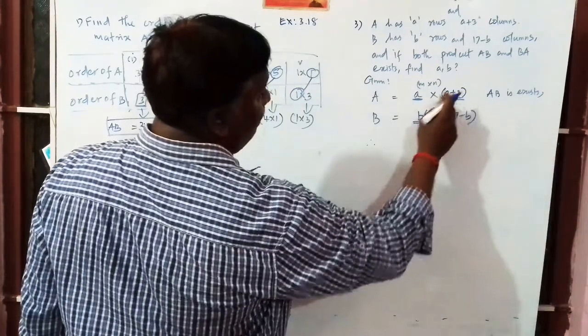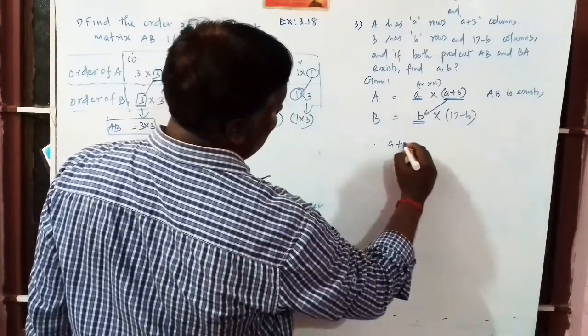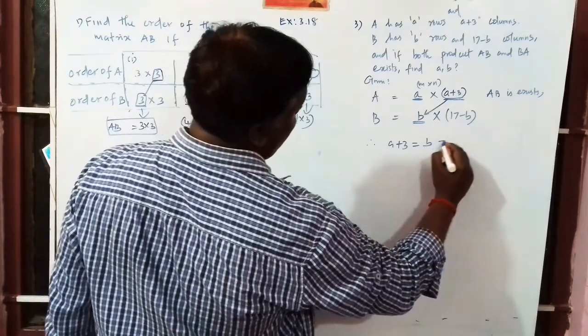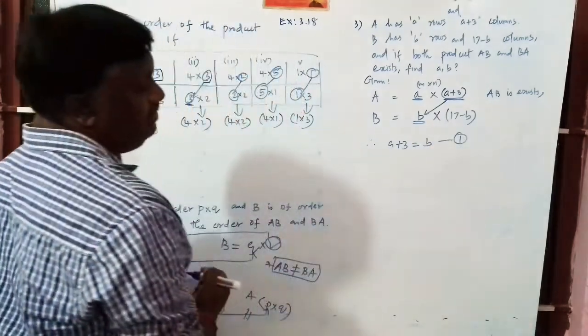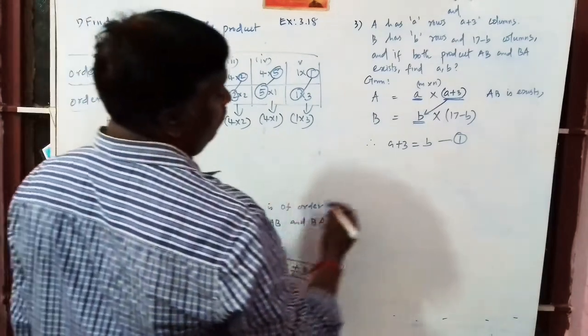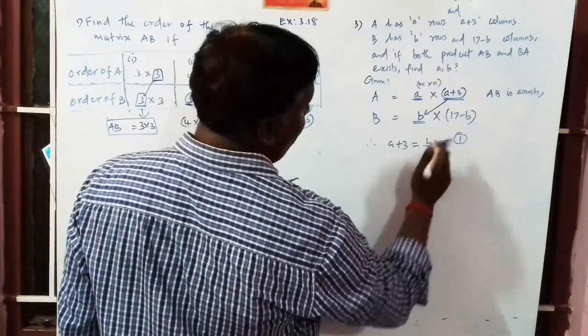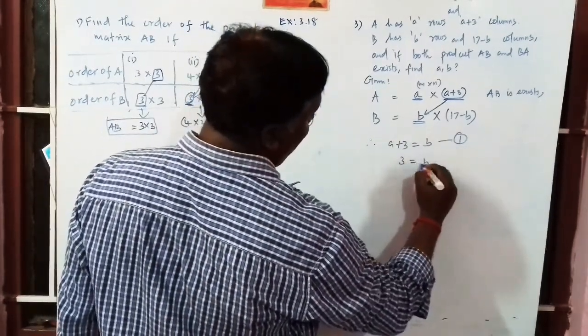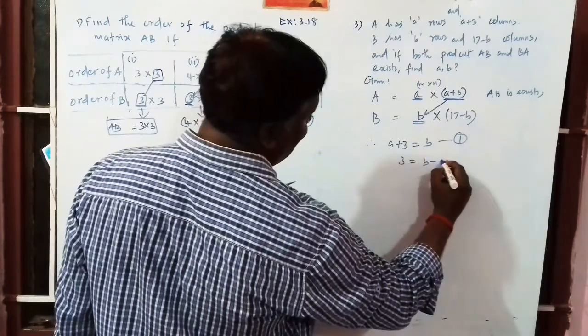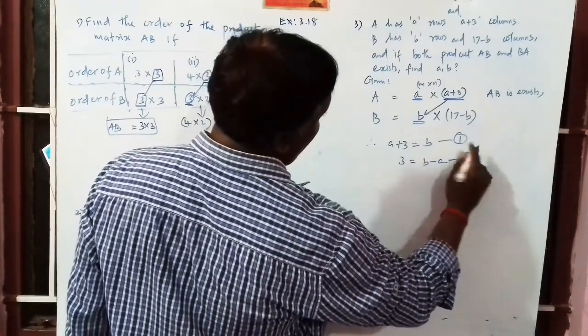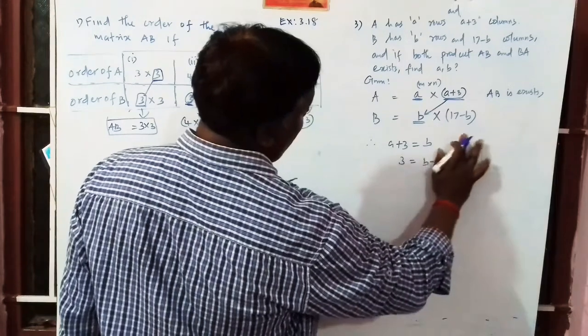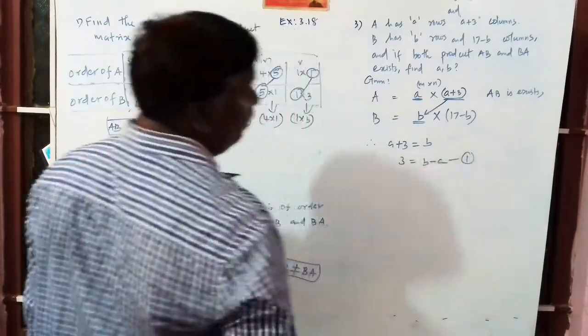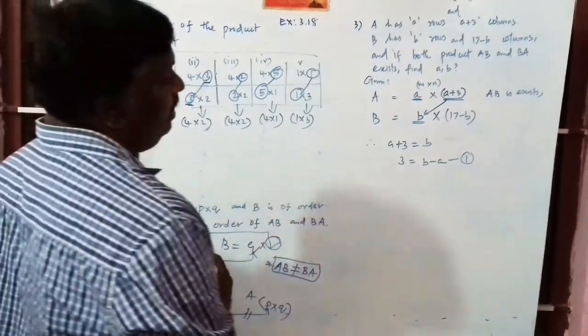Therefore, this results in A plus 3 equal to B. A plus 3 equal to B. Therefore, this plus A goes to the right hand side: 3 equal to B, and A goes to that side as minus A. So this is equation 1: 3 equal to B minus A.